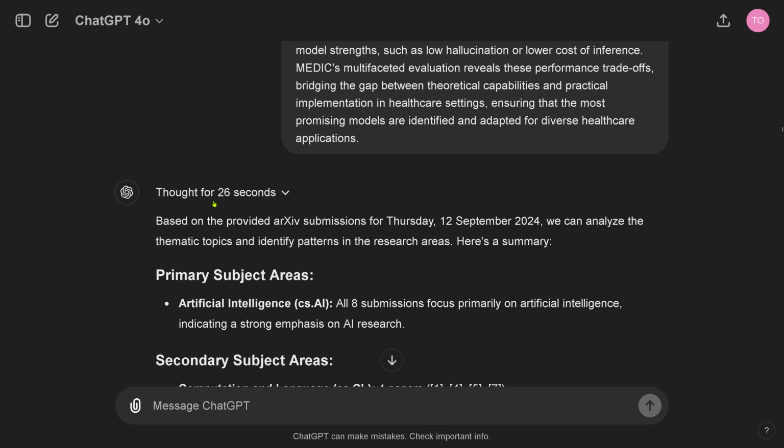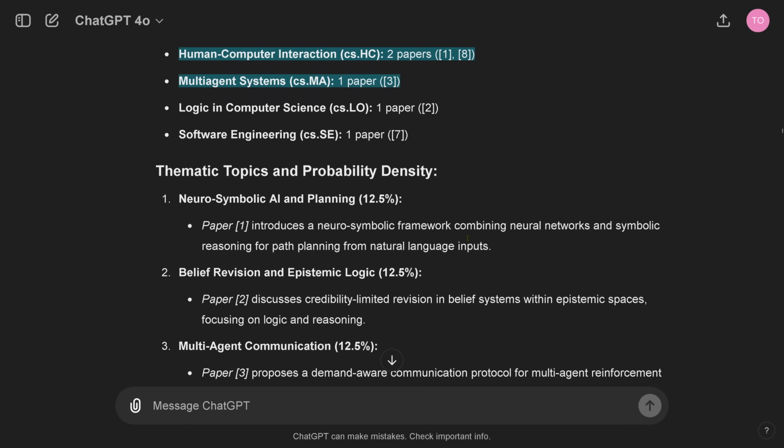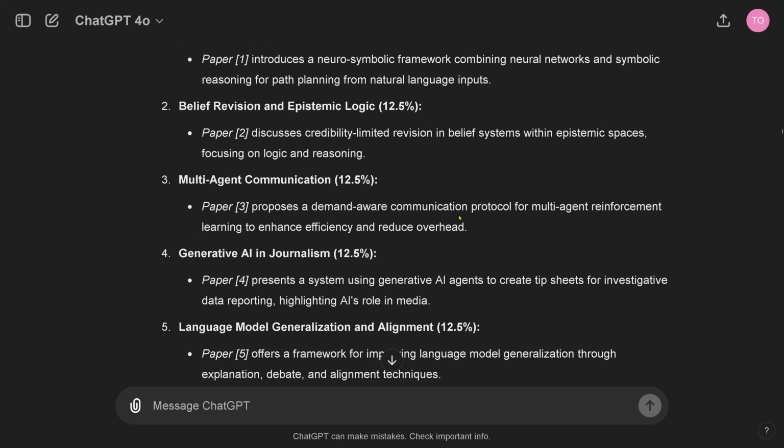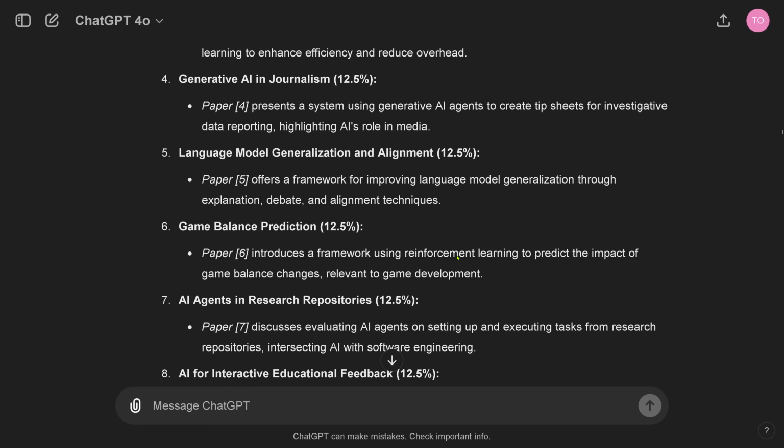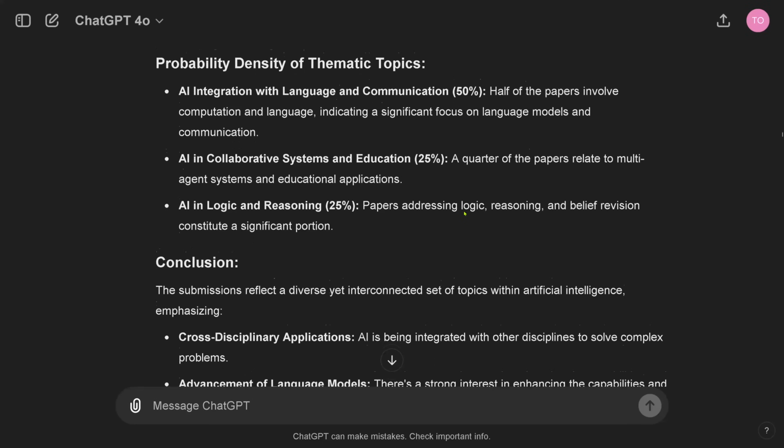And here o1 thought for 26 seconds, as you can see here, and came back and said, hey, beautiful, so primary subject area, secondary subject area. And I thought there's something strange with this. And I looked at this and I noticed this is plain wrong. So o1 did not get it.